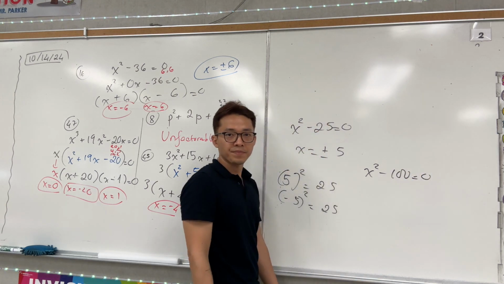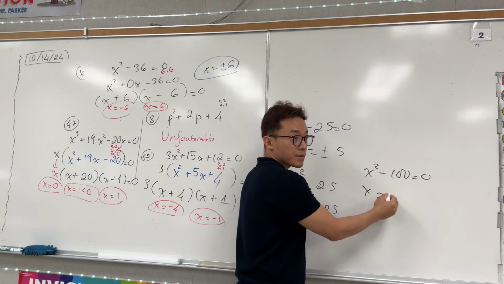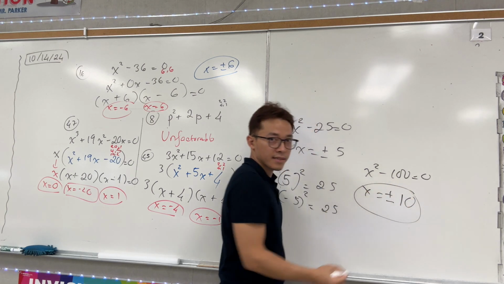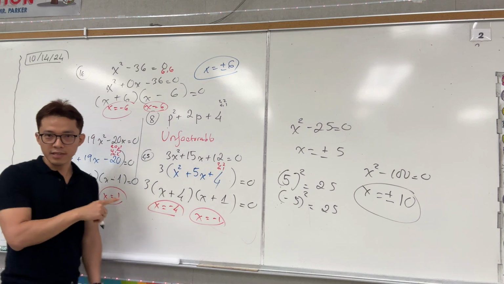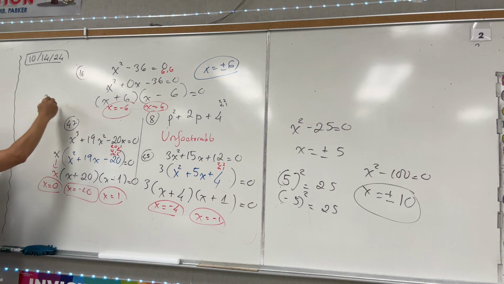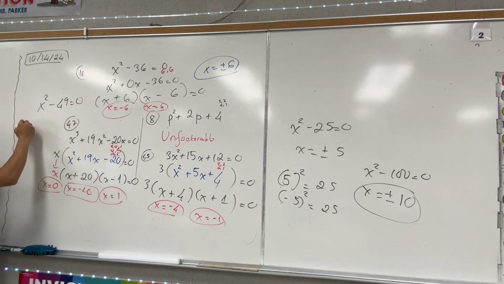Okay? What is x squared minus 100 equal to 0? What is the solution? x equals plus or minus 10. x equals plus minus the square root of 100, which is 10. You get this method? One more. x squared minus 49 equal to 0. x equal to plus minus. Write this one first. 7.